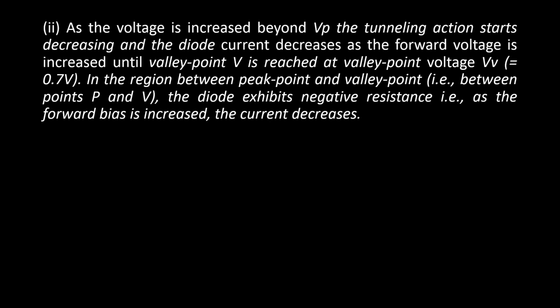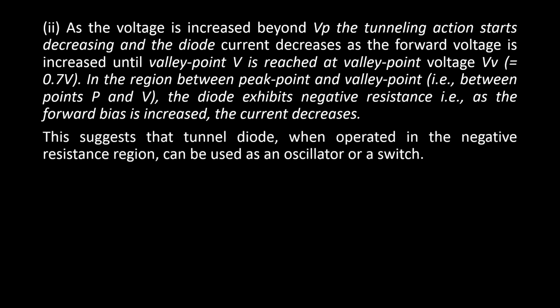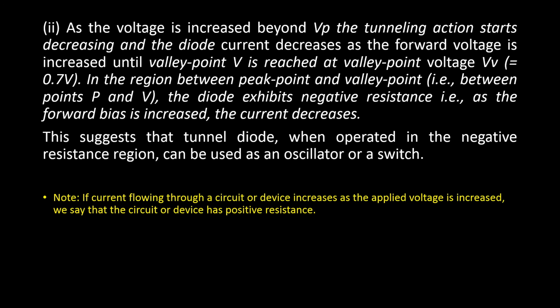2. As the voltage is increased beyond Vp, the tunneling action starts decreasing and the diode current decreases as the forward voltage is increased until valley point V is reached at valley point voltage Vv equals 0.7 volts. In the region between peak point and valley point, that is, between points P and V, the diode exhibits negative resistance, that is, as the forward bias is increased, the current decreases.